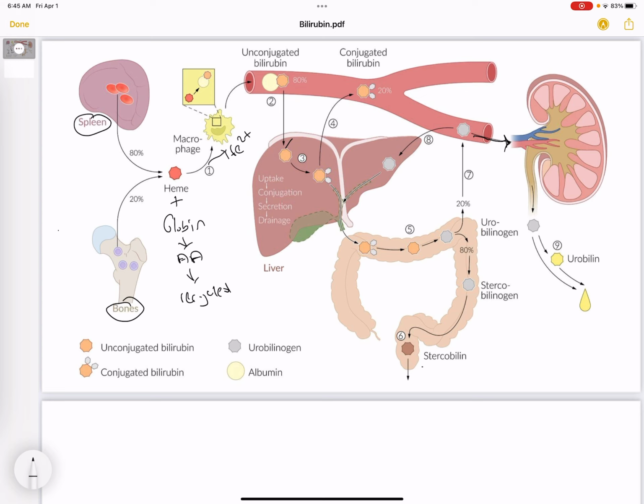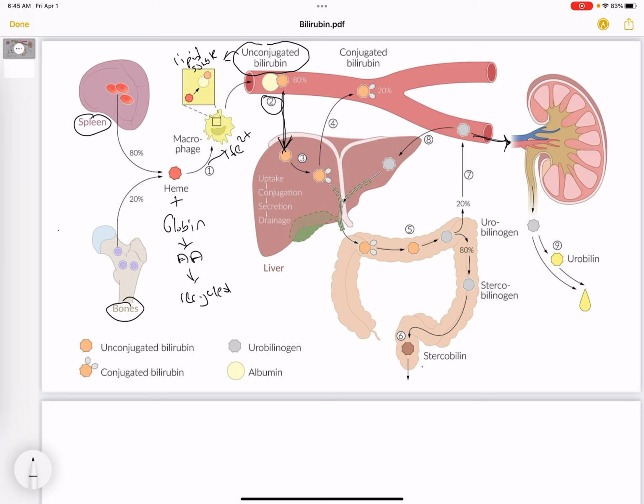Now, the unconjugated bilirubin is lipid soluble, meaning that it needs something to transport it in the blood. And that something is going to be albumin. So albumin is going to transport unconjugated bilirubin in the blood to the liver. And we see that in step number 2.